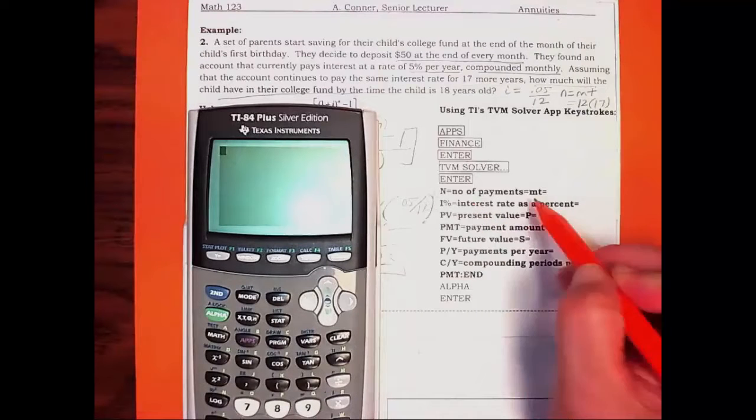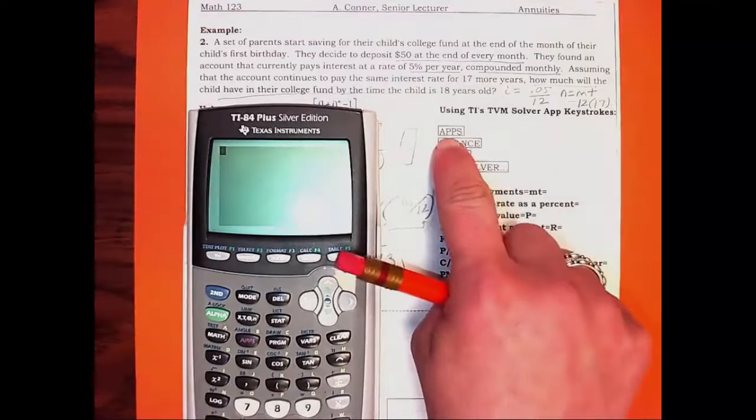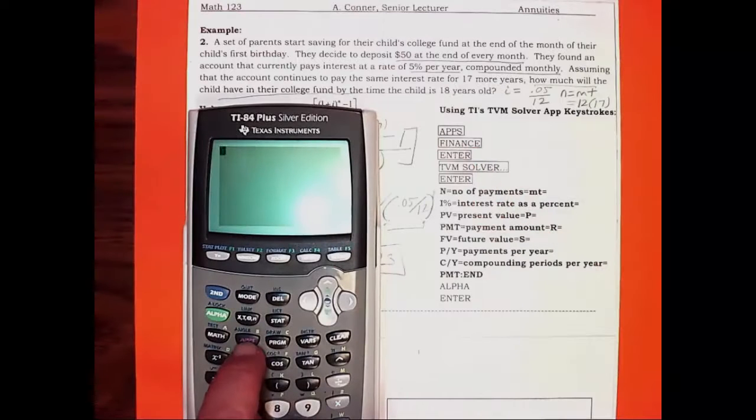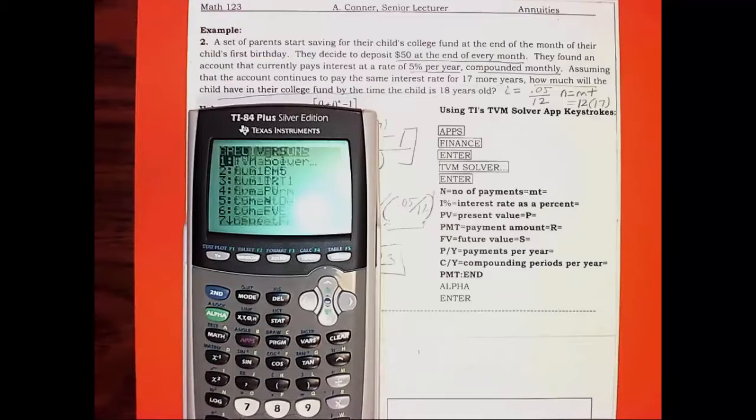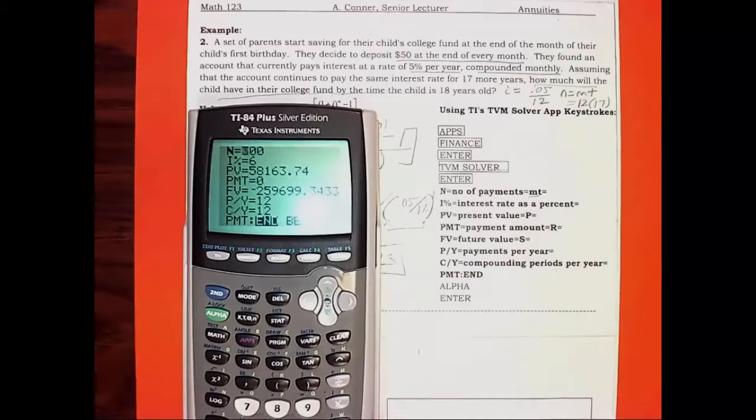So N is going to be your number of payments, and first of all, I guess I should tell you how to get there. We're going to go to APPS, which is this little button right here next to Math, so down 3 over 1, and hit Enter on Finance, and hit Enter on TVM Solver. And this can't be deleted, so it has to be on your calculator somewhere. So N is equal to number of payments, so that's the MT right there. So I've got 12 times 17. You don't even have to do that ahead of time.